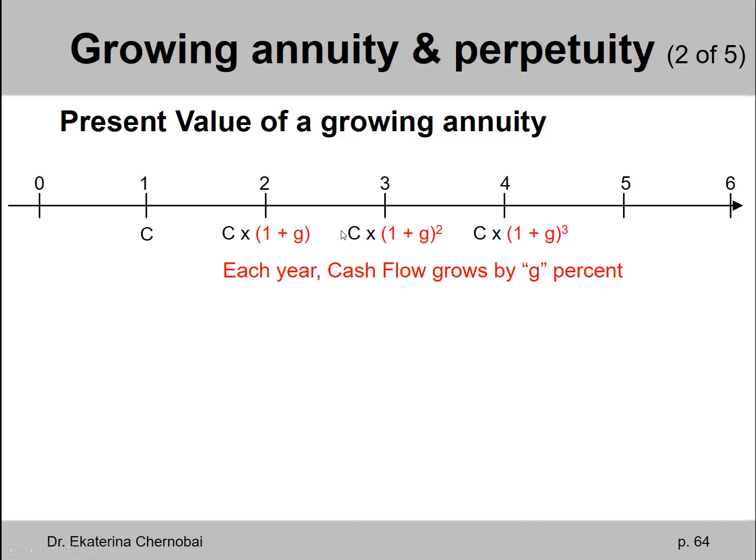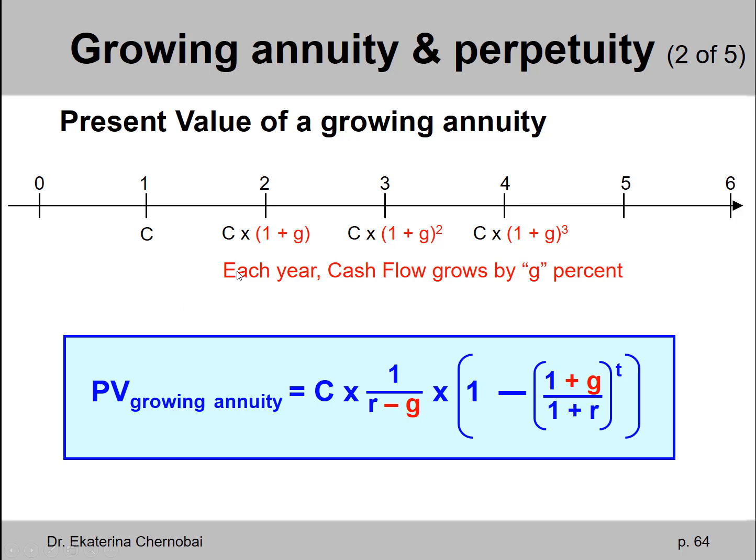Then the third one will be larger again. So we can change the power to 2, right? C multiplied by (1 plus G) to the second power. And then the fourth one in our growing annuity will be calculated the same way, except the power would be changed to 3. There is a way to simplify this whole thing, and it actually looks a lot like the present value of a regular annuity, except we have the growth rate in the annuity payments reflected in the formula in a couple of places.